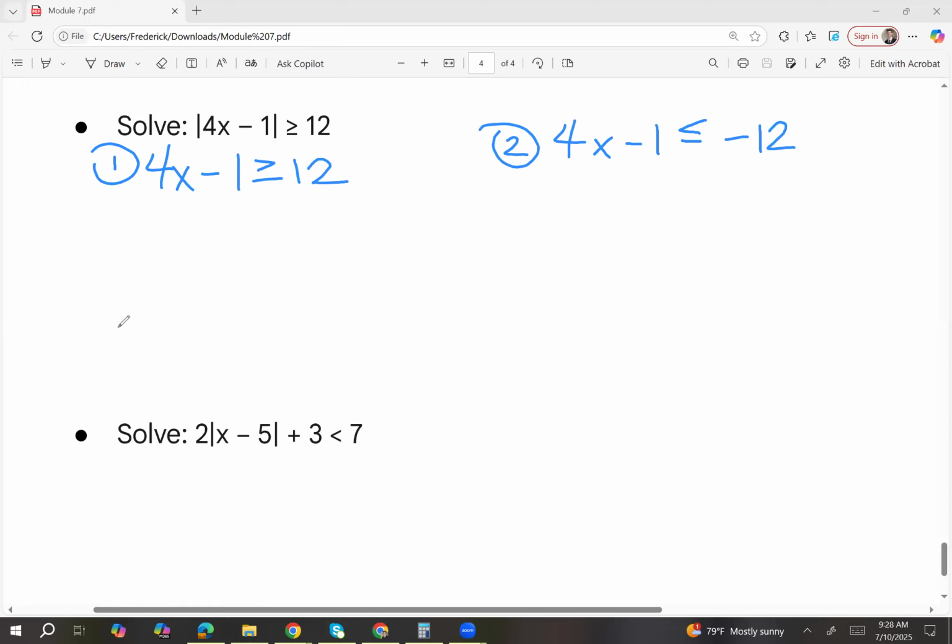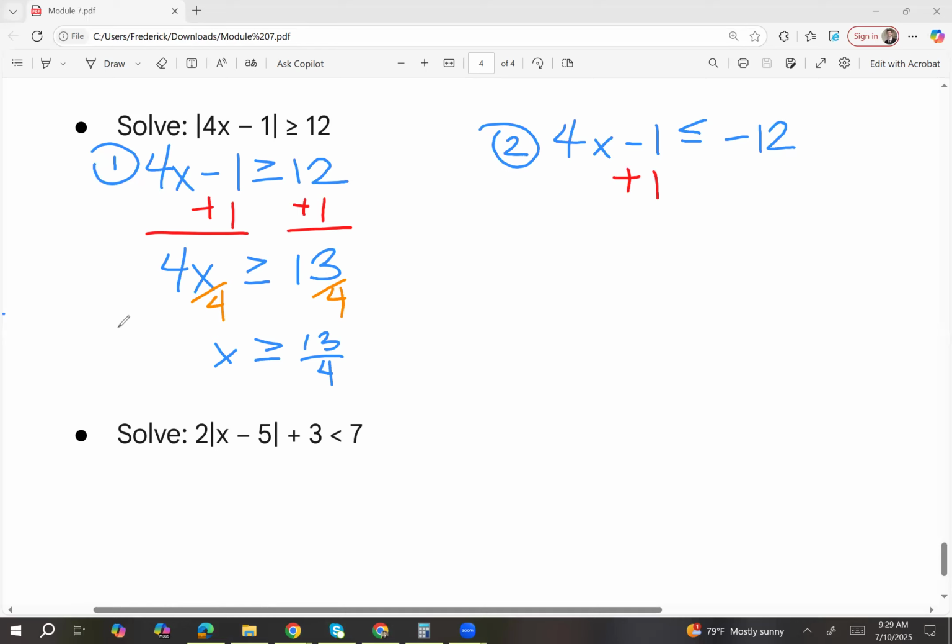Now we solve. So I add 1 to both sides here. Join those numbers up together on the right-hand side. And then we have 13. Then we have 4 times x, so a divide by 4 is needed. Then that gives us x by itself is greater than or equal to 13 over 4. Just leave it like that for now and solve the other one. We have plus 1, and that leaves us with 4x.